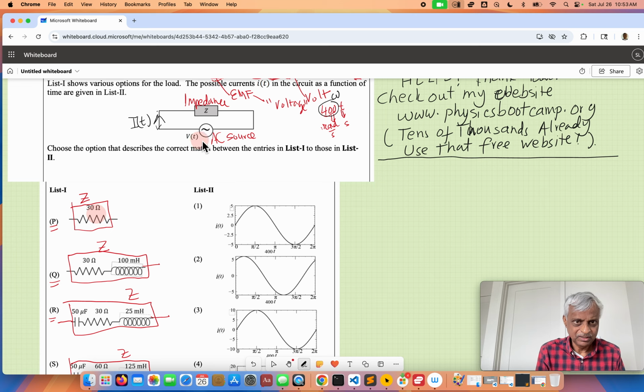So this V(t) is given to be 300 sine omega t. Let's call this quantity V0. So V0 is given to be 300 volt and omega is 400 per second. Okay, so we think of it this way.